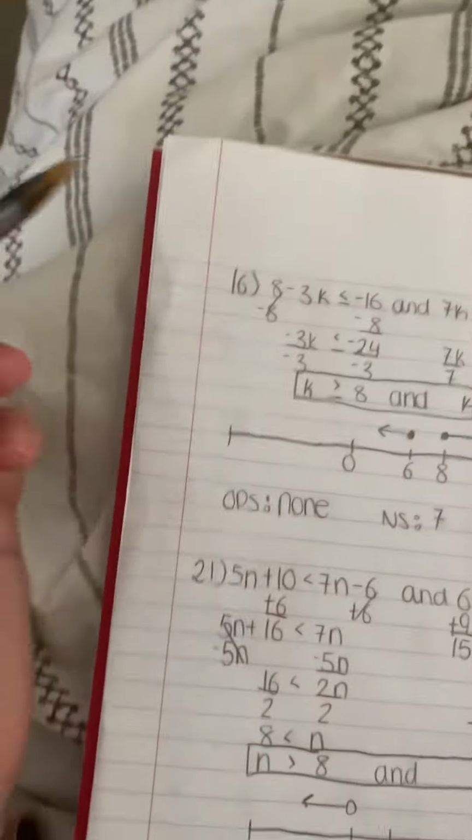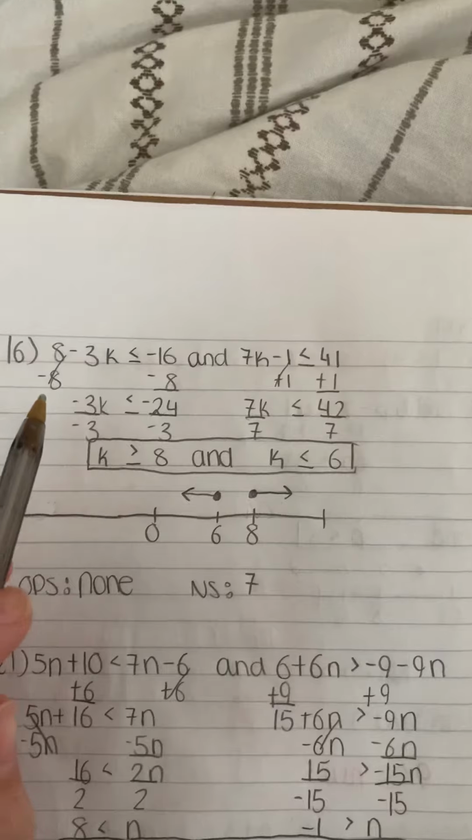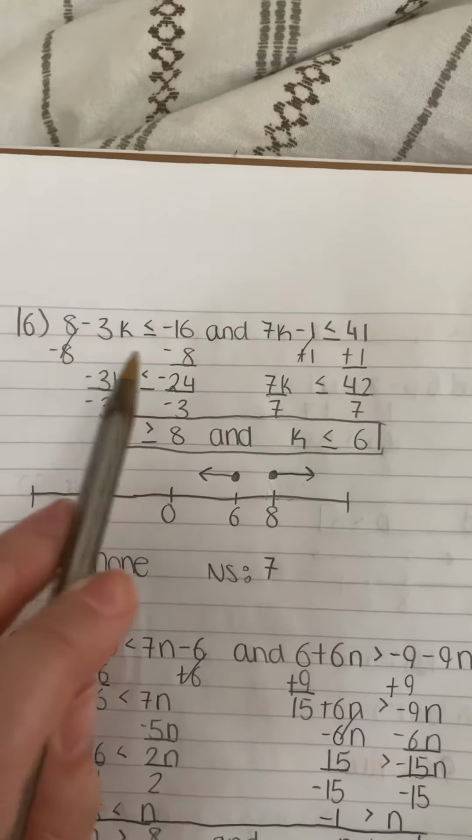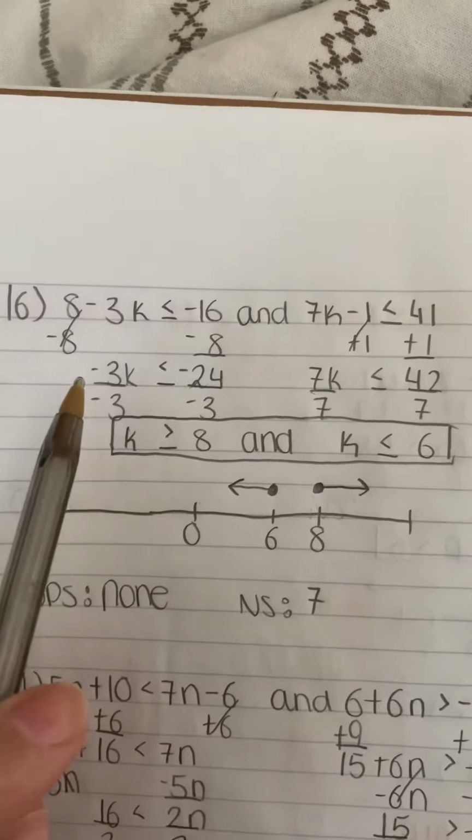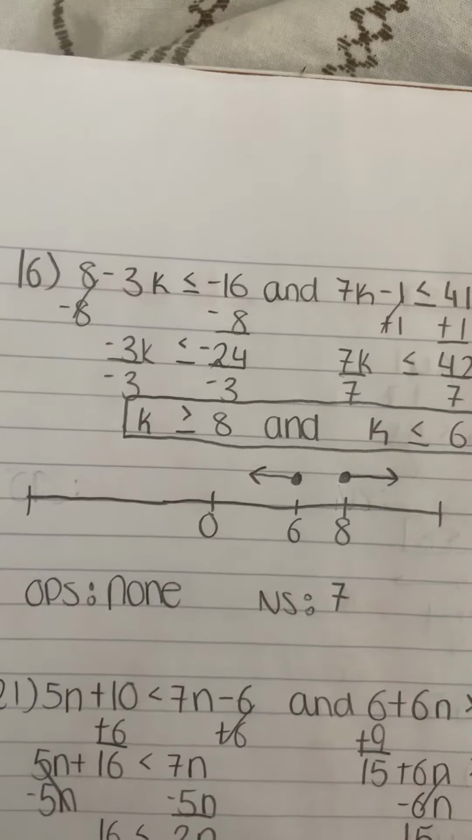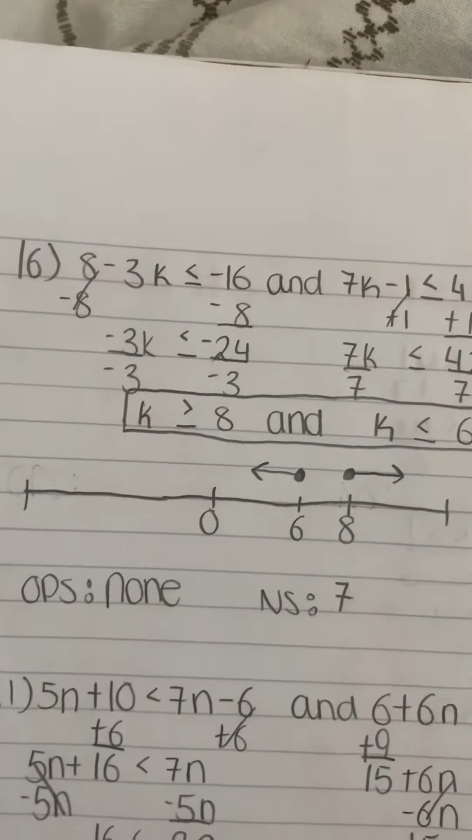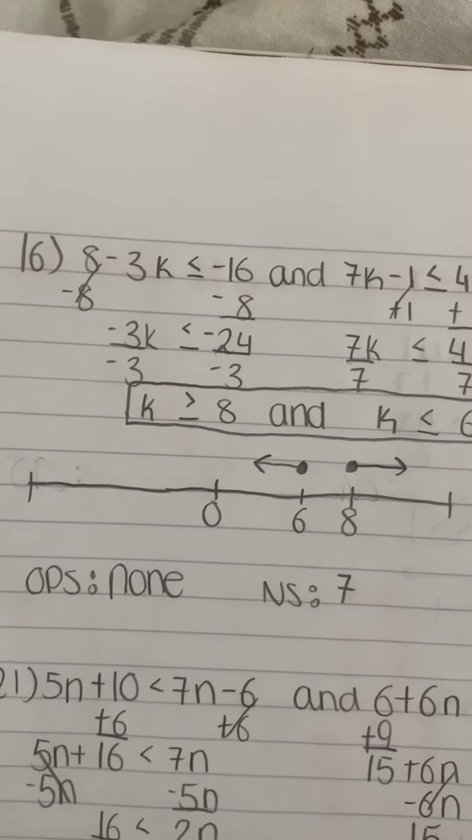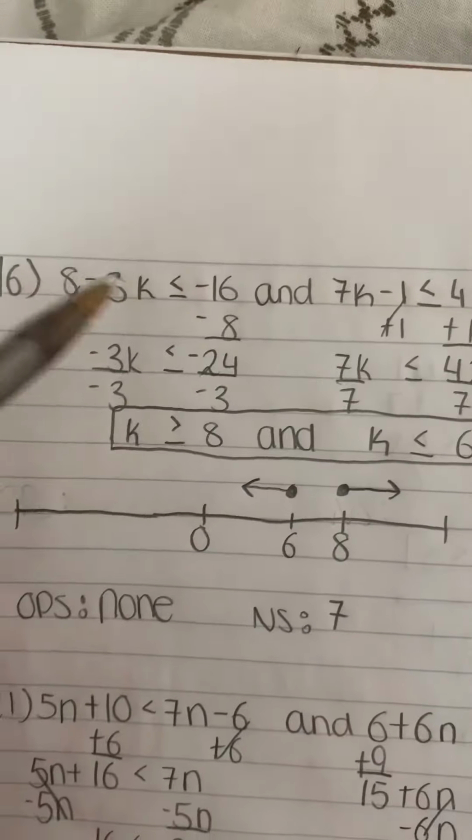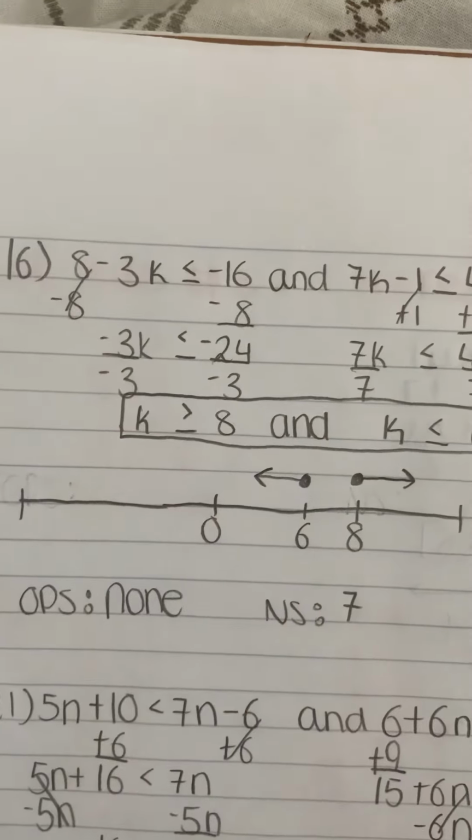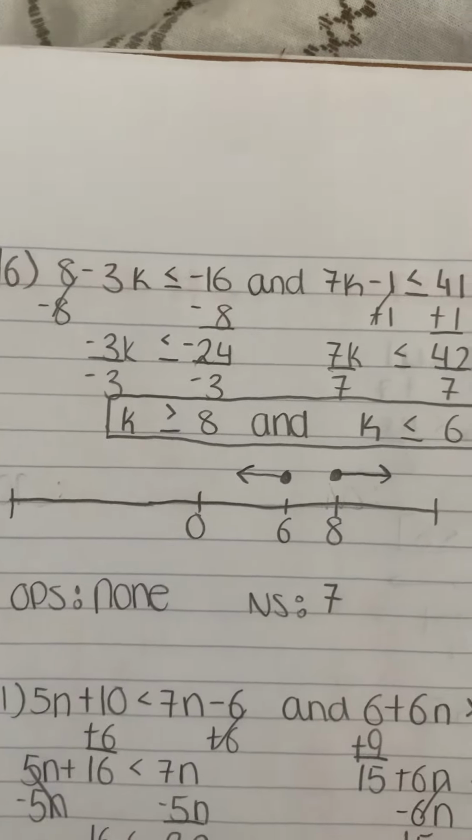And then number 16, the first thing I did was subtract 8 from this side and that side to get -3k is less than or equal to -24. Then I divided by -3 on both sides, and I flipped the sign because I divided by a negative, to get k is greater than or equal to 8.